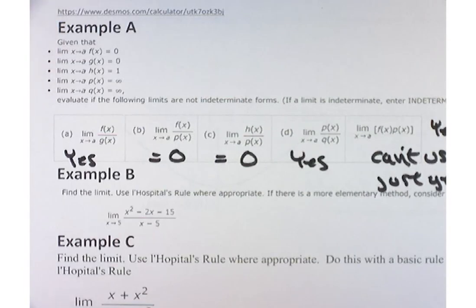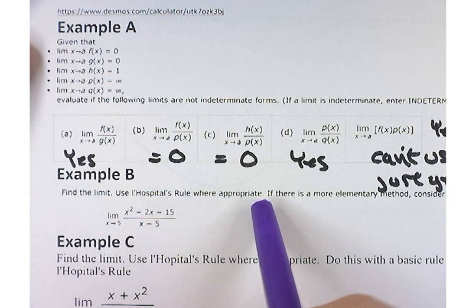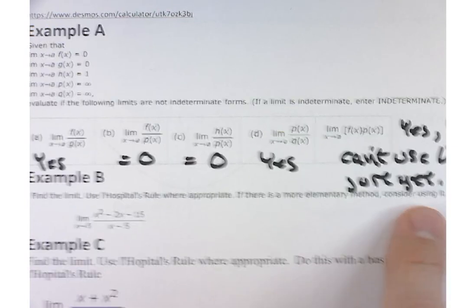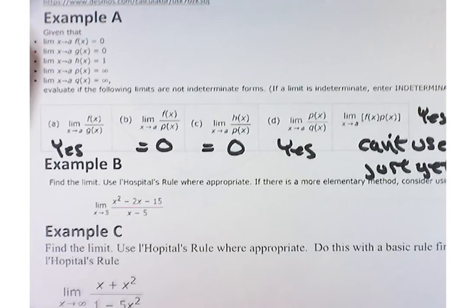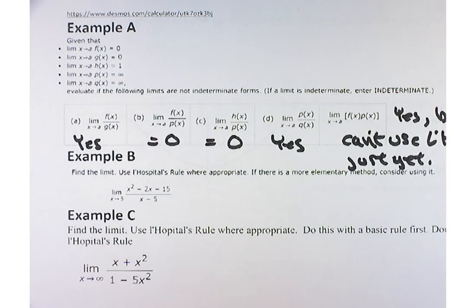Now, just because you have a limit problem doesn't mean you have to use L'Hopital's rule. It says find the limit, use L'Hopital's rule where appropriate. If there's a more elementary method, consider using it. So the first method, of course, would be to plug in the limit. And I'll save you some time. If you plug in the limit, you get 0/0. So right away, you can use L'Hopital's rule.